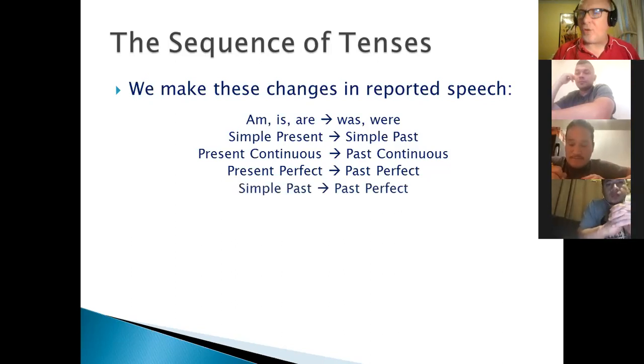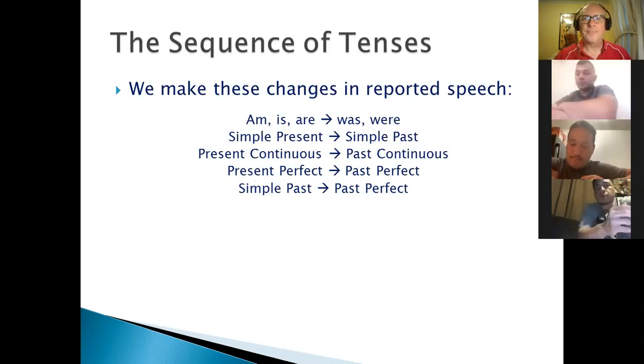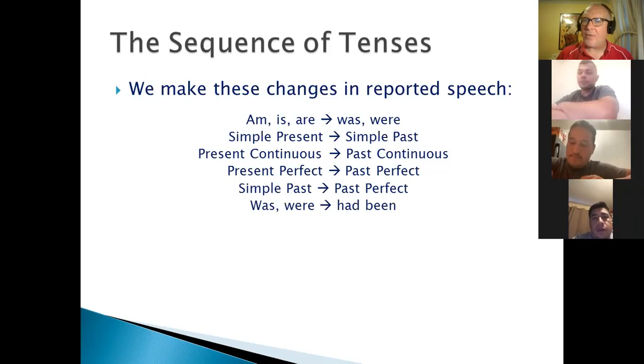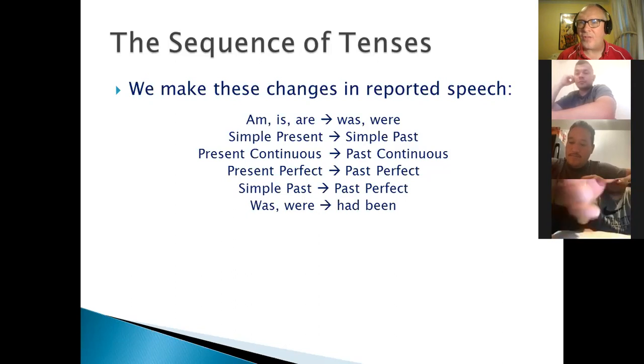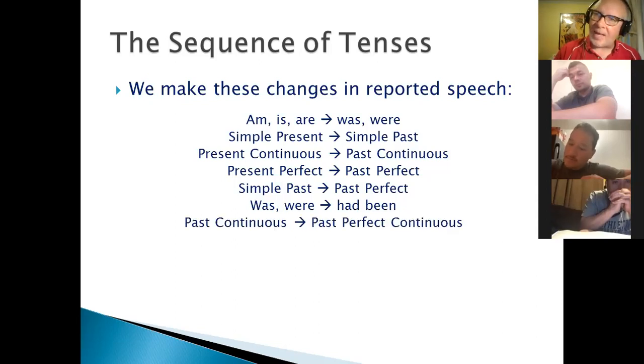Simple past also changes to past perfect. So if someone says, I took the test, I'll say, Alberto told me he had taken the test. Was and were change to had been. So if someone says, I was busy, I say, he told me that he had been busy.